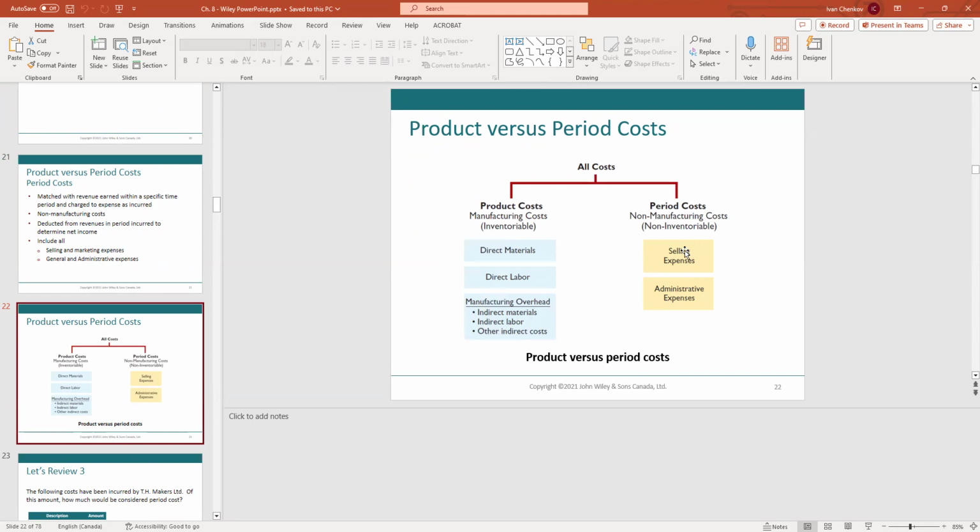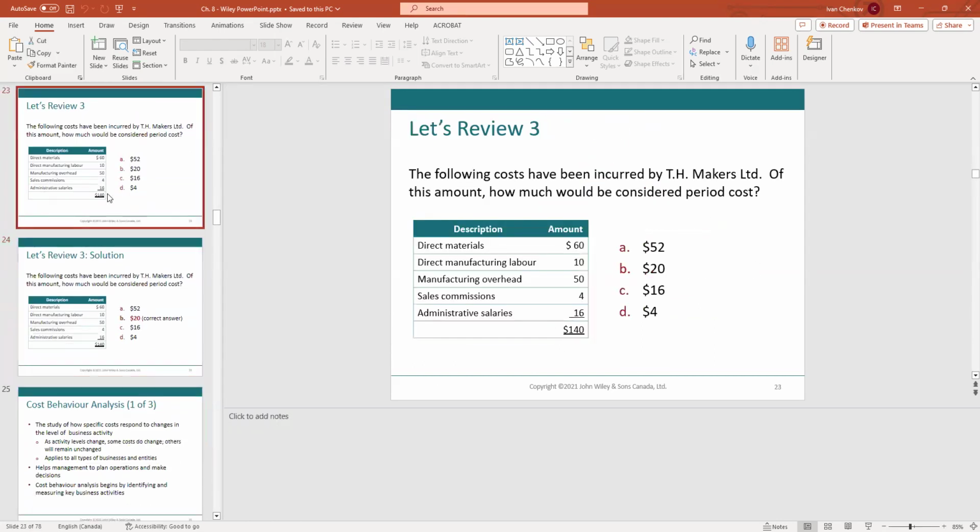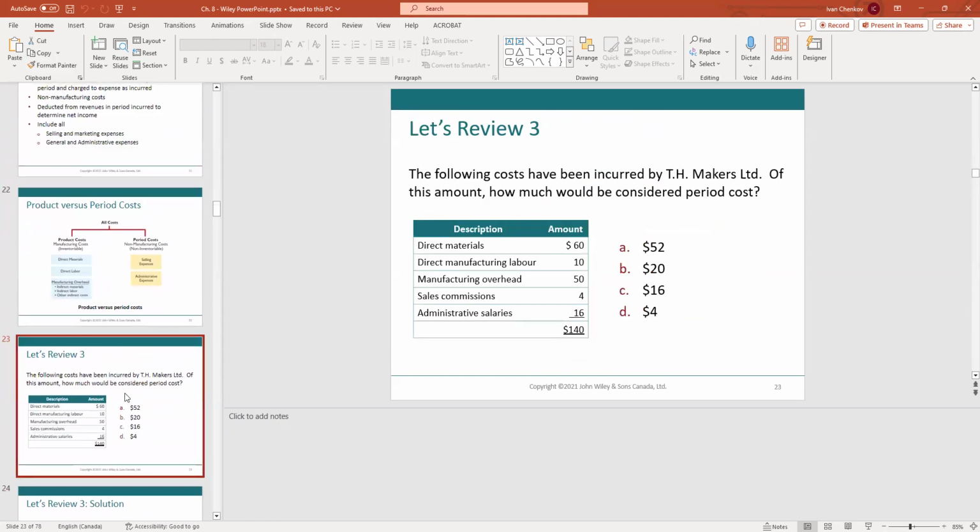Period cost, non-manufacturing cost, non-inventoriable cost. They're directly expensed. Go to the income statement. It can be sales expenses, administrative expenses, office expenses, CFO salary, period cost. Let's see this question now.